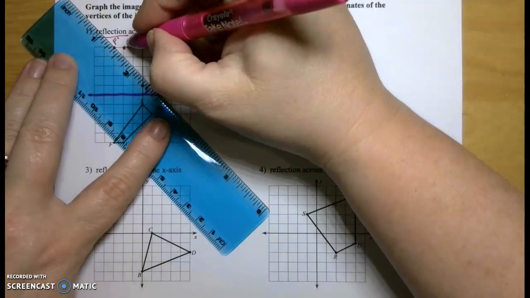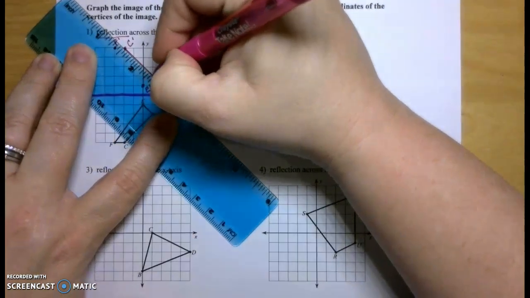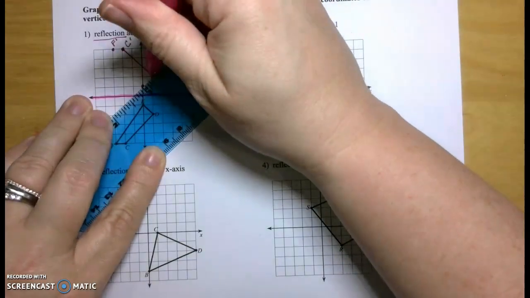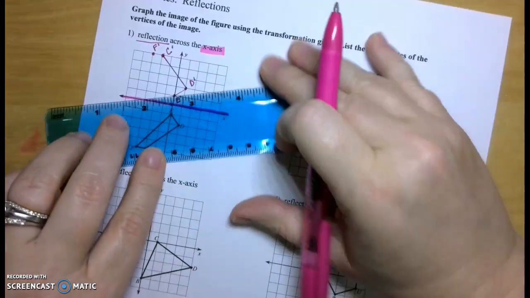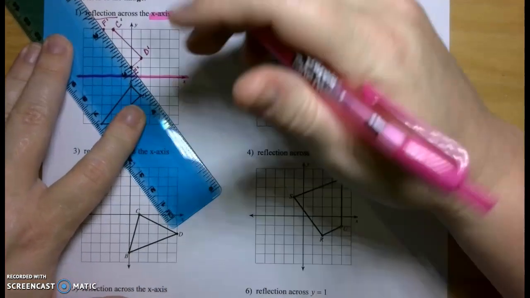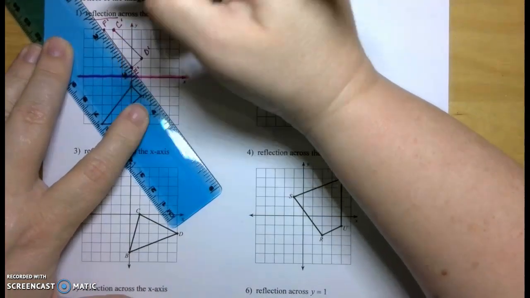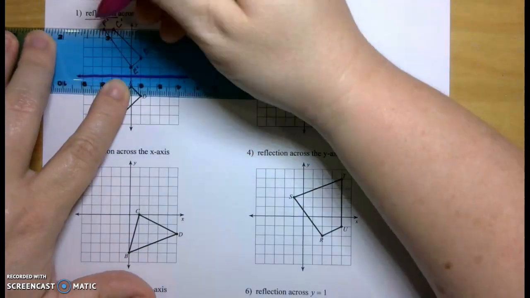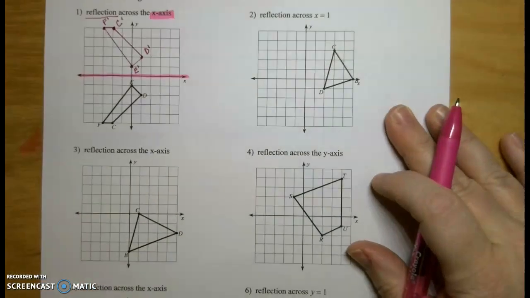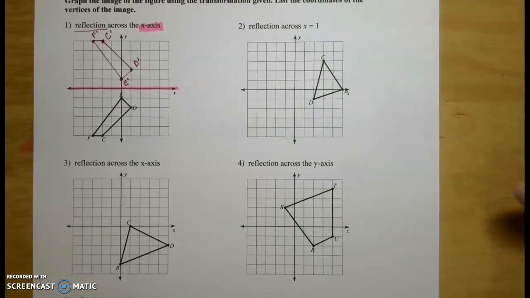So, C prime to D prime, D prime to E prime, to F prime, and then F prime to C prime. Just finishing that off right there. And there's my reflection across the x-axis. It's as easy as that.